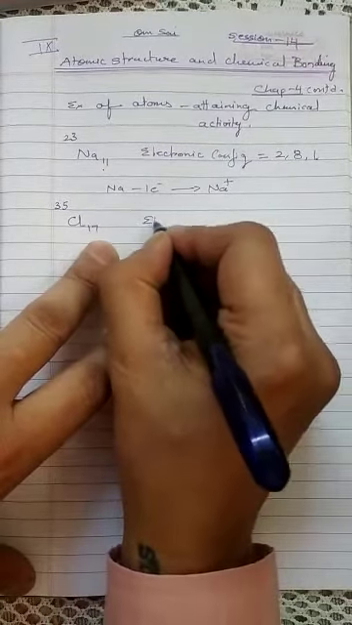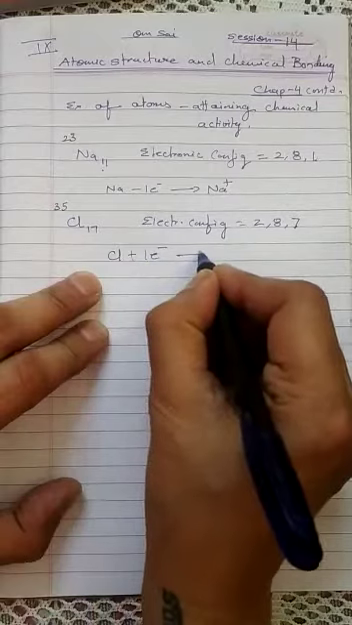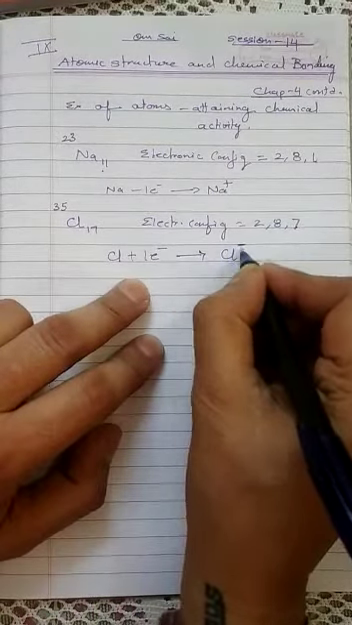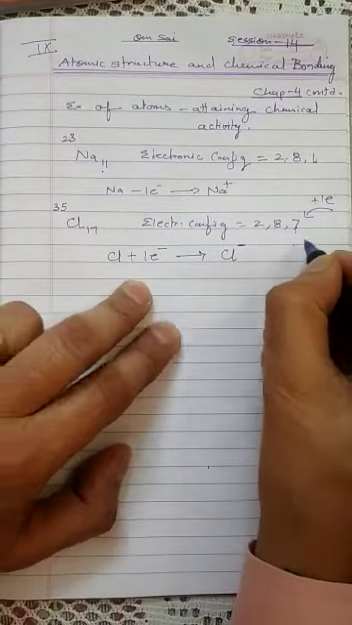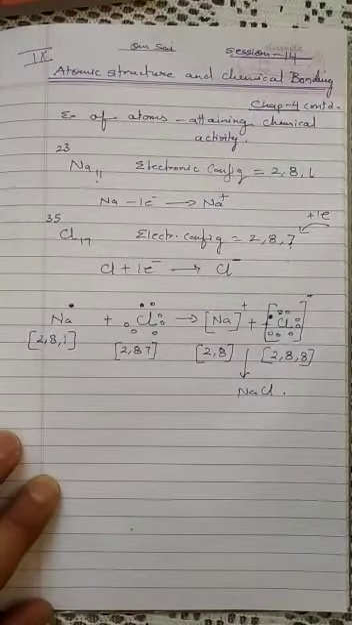Now how will it gain stable electronic configuration? When it gains 1 electron from some atom of some other element, then this will also have 8 electrons in its outermost shell. So chlorine will gain 1 electron to become chloride ion, and it will become stable. When 1 electron comes from outside, this will also become 2, 8, 8, right? Now sodium will lose 1 electron and chlorine will gain 1 electron, and both of them will become stable.